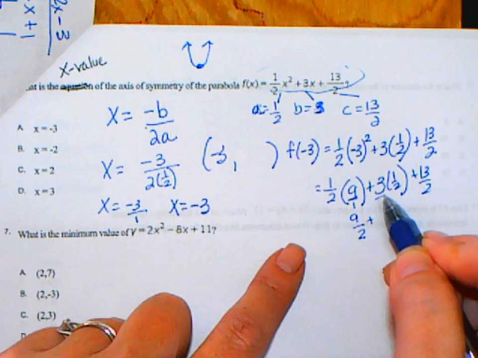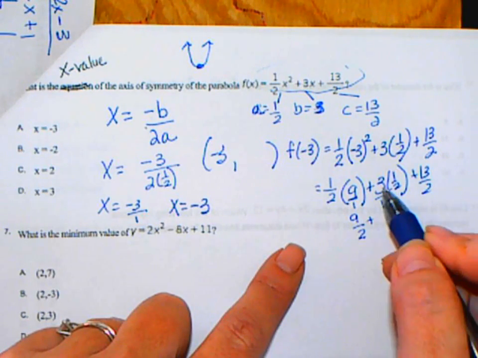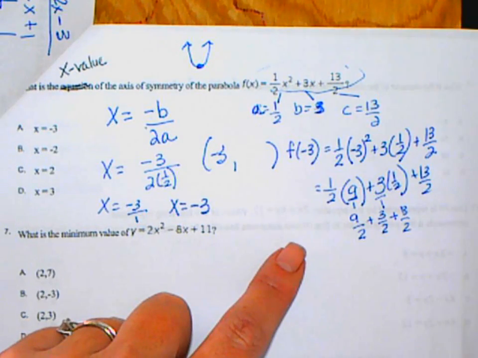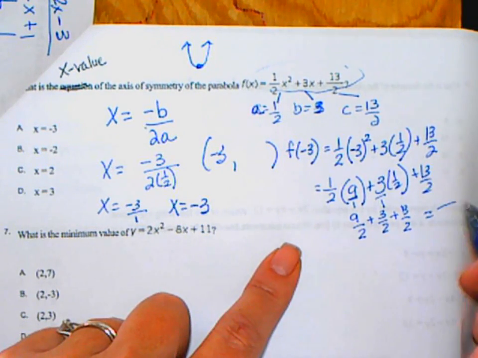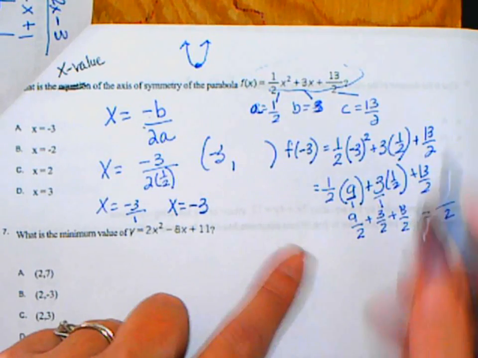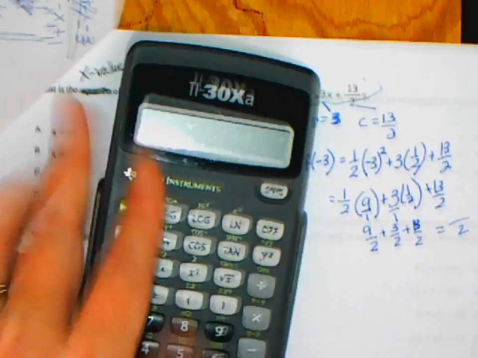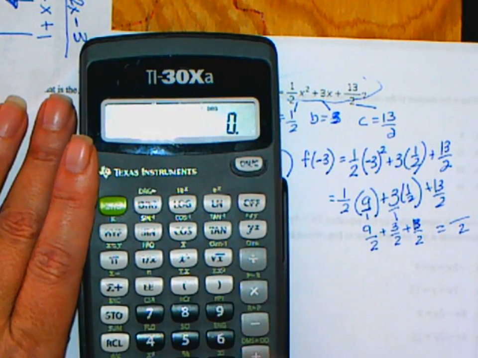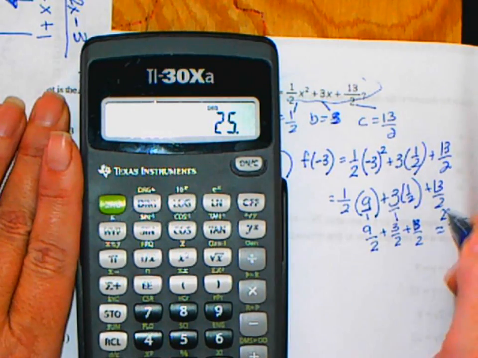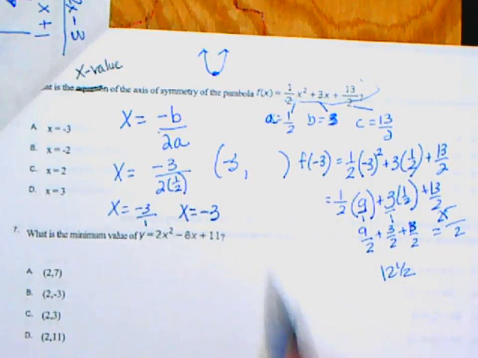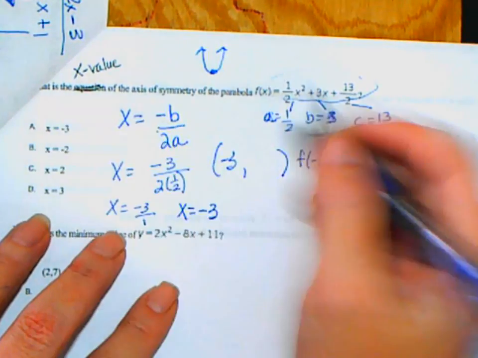Plus 3 times 1/2, again, it's 1.5, so I'll just do 3/2. And then plus 13/2. Since they all have the same denominator, I can just leave the denominator and add the numerators. So 9 plus 3 is 12. 12 plus 13 is 25. So 25 halves, which is what, 12.5? So my vertex would be -3, 12.5.